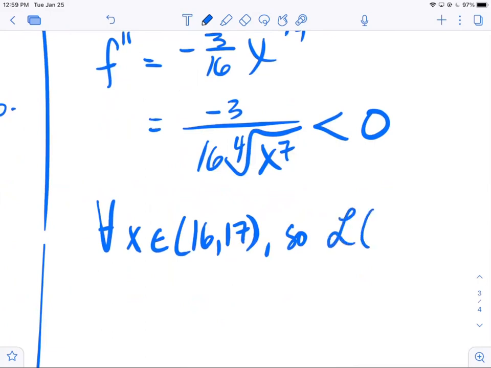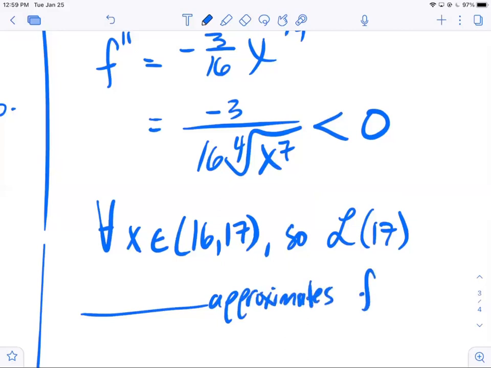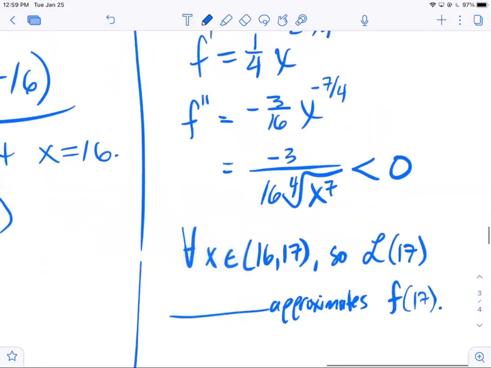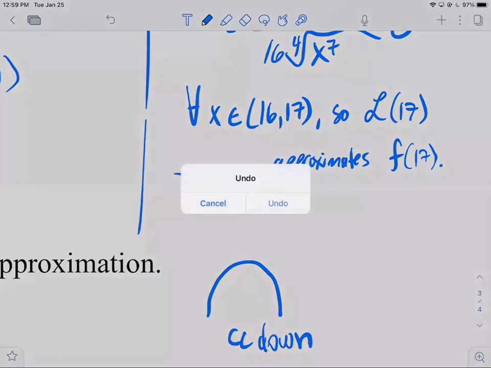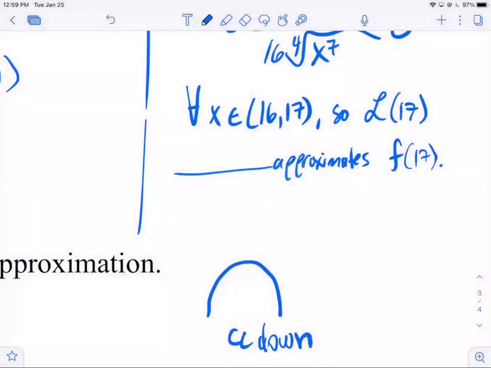So L of 17 blank approximates f of 17. And we said it was over or under. Well, I know that if the second derivative is negative, it's concave down. F is concave down. You don't have to say anything about concavity, okay? But if you're not sure whether the graph is concave down where the tangent line lives, just draw a little concave down. We don't know if it's increasing concave down or decreasing concave down, right?